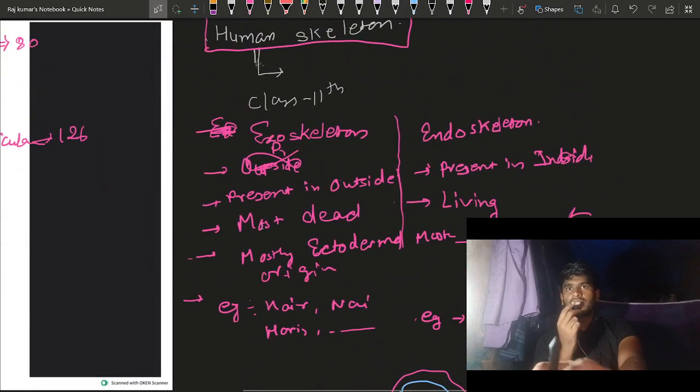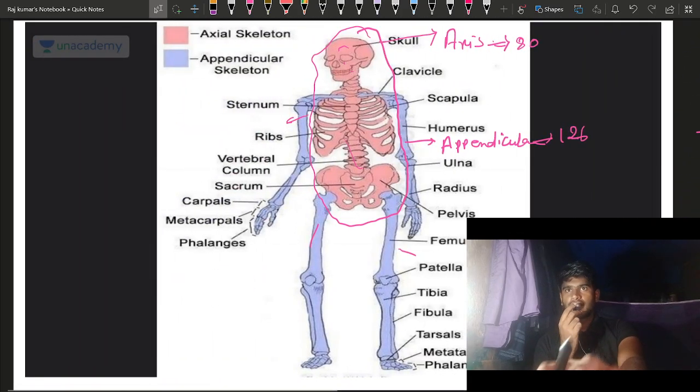So let's understand this diagram also. See, in this diagram, just a minute, I want to explain this one.